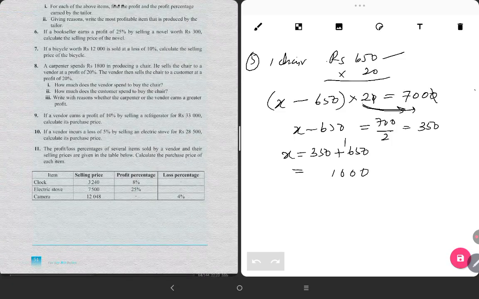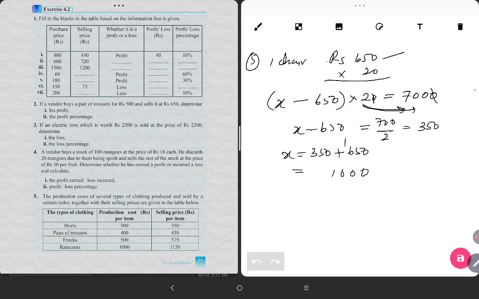I recommend you go through these examples also if you have the textbook with you, and let's try to go right away to maybe this question number 4. Let's do that.